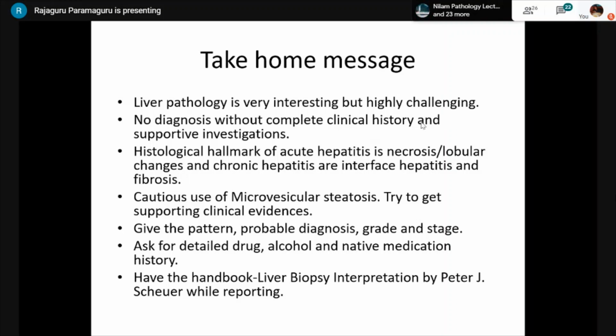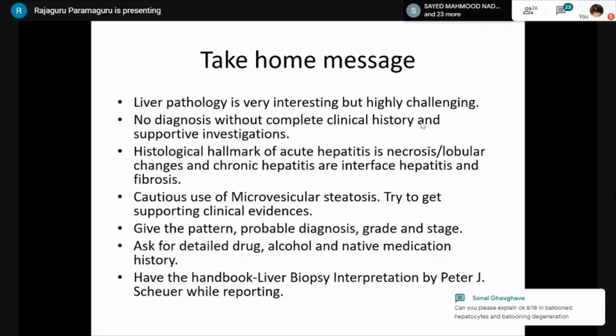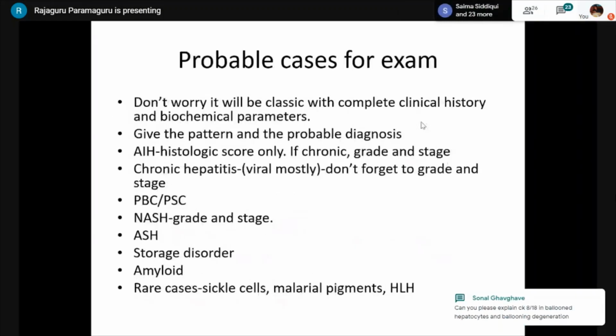That is a major problem nowadays. There are very good Ayurveda practitioners, but at the same time there are quacks also on their side. So maybe the patient might be hiding that history, so we'll have to ask for that. I always keep a liver biopsy handbook to refer to while reporting a liver biopsy. So that is very helpful.